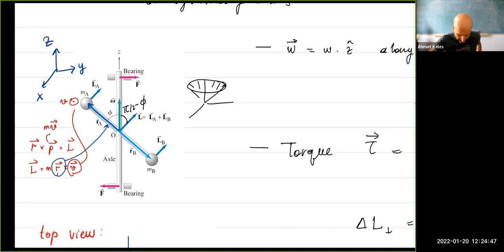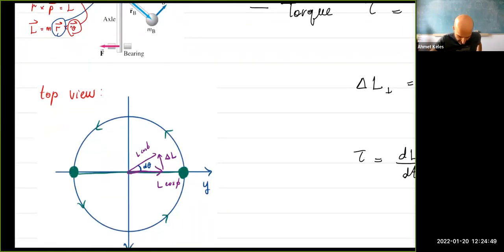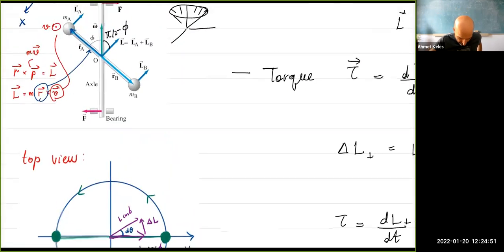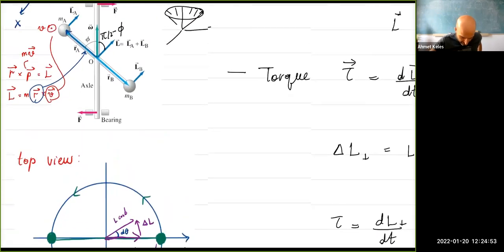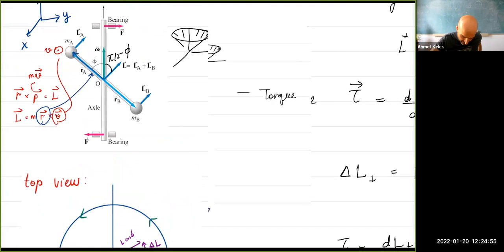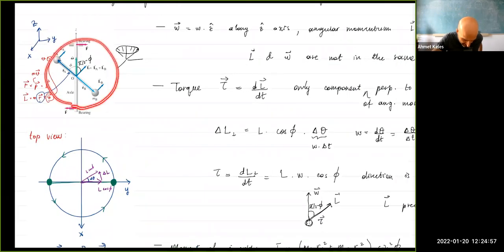And to find the torque, we need to look at the change in angular momentum. And that's what we did. So we said, okay, let's look at this picture from the top. If you look at it from the top, this vector has two components. One is like this, the other one is like this. This perpendicular component will be constant. It's not going to change as it rotates. Only this component is going to rotate. So I can focus on that component here.